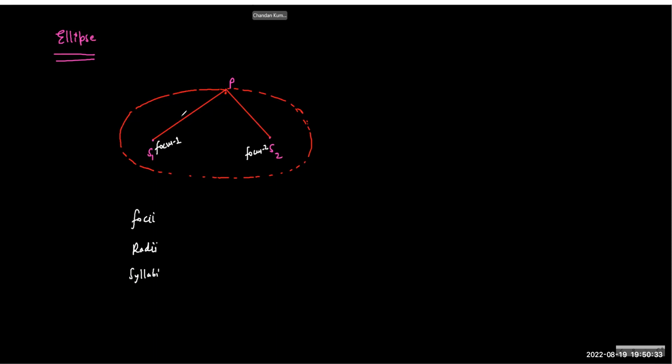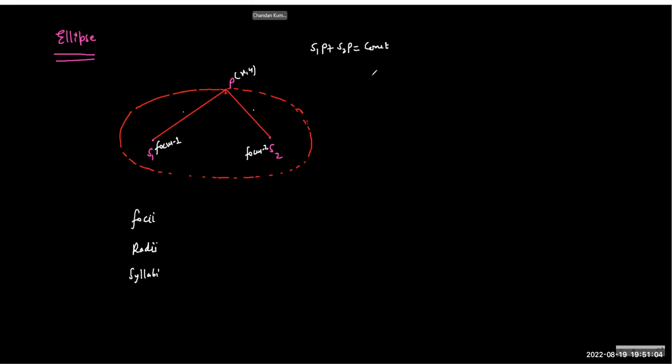So what is the definition now? The total length of the string is constant. Correct. So the total length of this string turns out to be constant. And that is the definition: if S1P plus S2P always remains constant, then P, which is my point, will traverse a path which we call an ellipse.